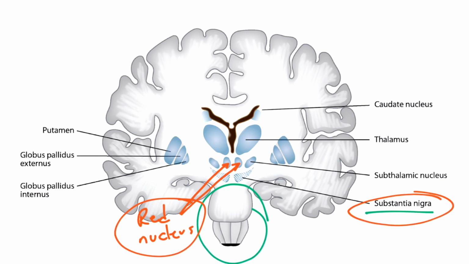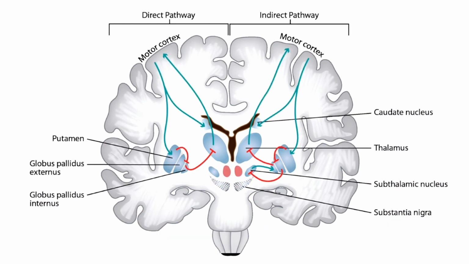So now that we have our landmarks, let's discuss the direct and indirect pathways of the basal ganglia. So on the left, we've demonstrated the direct pathway, and on the right, we've demonstrated the indirect pathway. It's important to recognize that both the indirect and direct pathways are on both sides of the brain, but for simplicity in this lecture, we will illustrate the indirect and direct pathways separately on separate parts of the brain. So now let's first discuss the direct pathway.